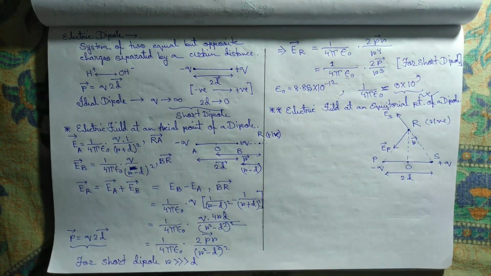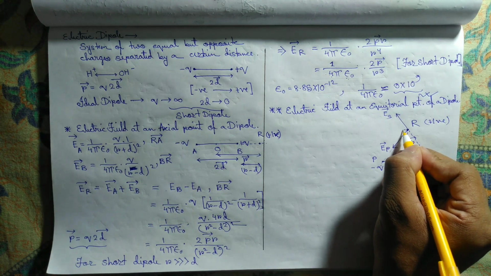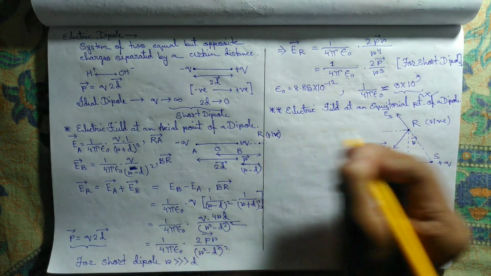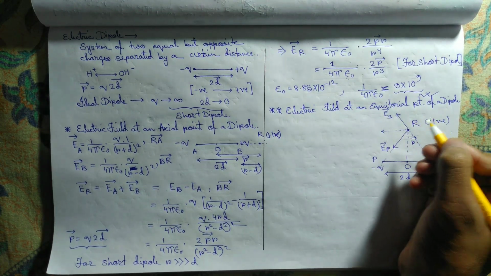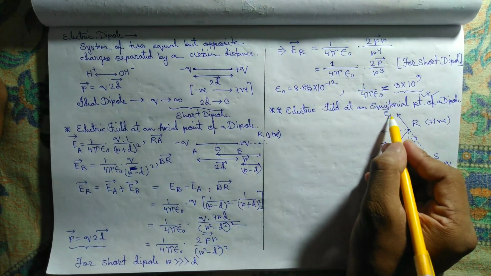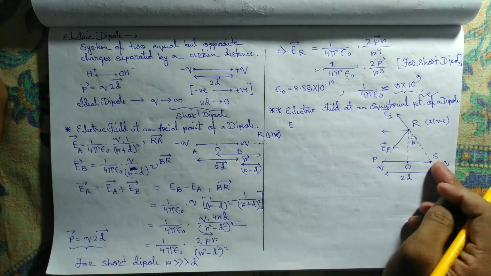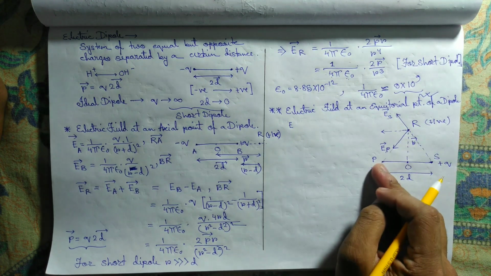So what will be the resultant electric field? According to the vector parallelogram law, it will be directed towards that. Okay. Next, let's find out the ES value and EP value. So look at that, it is an isosceles triangle.